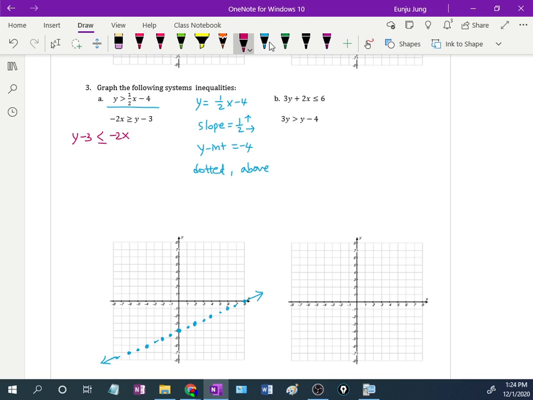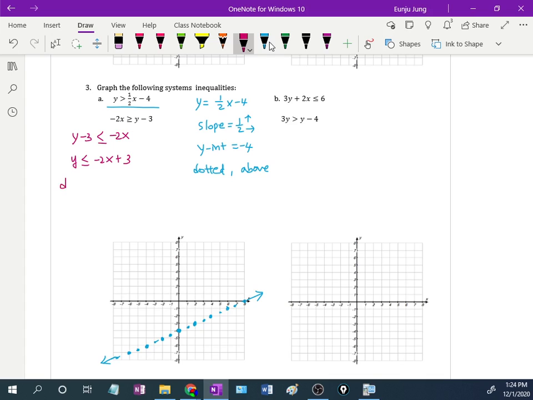What's the next step? Add 3, so let's keep the same direction. If I multiply or divide by a negative number, I have to reverse the direction of the inequality once again. But in this case, it's just addition. We keep the same direction of the inequality. So let's graph this second one.